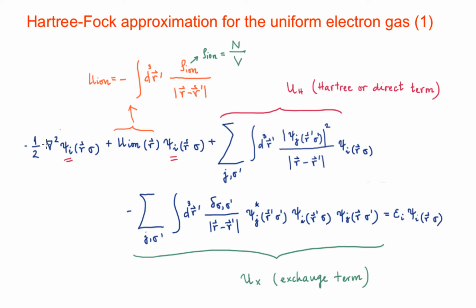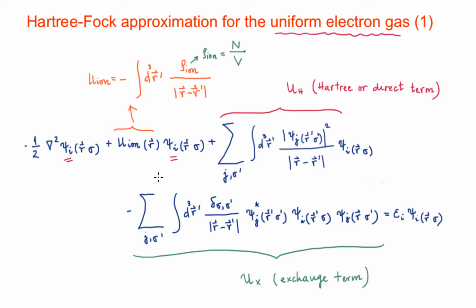This is the kinetic energy term. This is the term coming from the interaction between the electrons and the ions. Then we have the Hartree or direct term, which will be called UH. Then we have the exchange term, which is called UX. If we consider the uniform electron gas, where the ions are substituted with a uniform positive background, the interaction between the electrons and the ions is given by that expression, where the charge density of the ions, or the nuclei, is N over V.